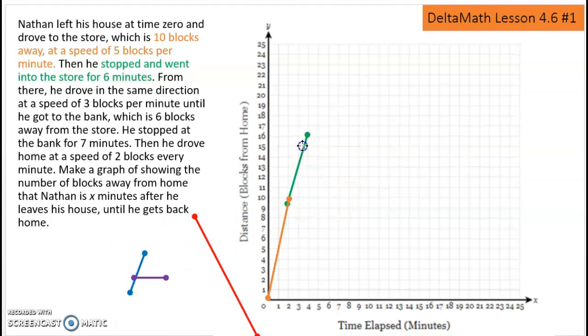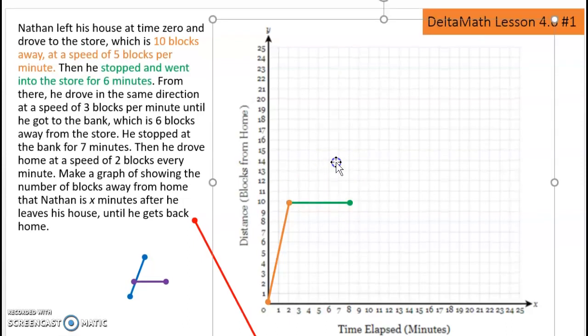So I'm going to take this, I'm going to connect it to the orange dot. Then I'm going to go over 6 minutes. Go over 1, 2, 3, 4, 5, 6. So when 6 minutes has passed, it's now over to a total of 8 minutes, or at position 8, 10 on the graph.